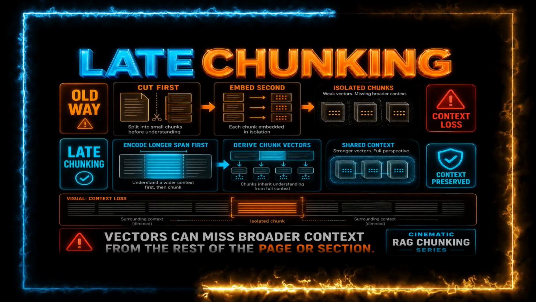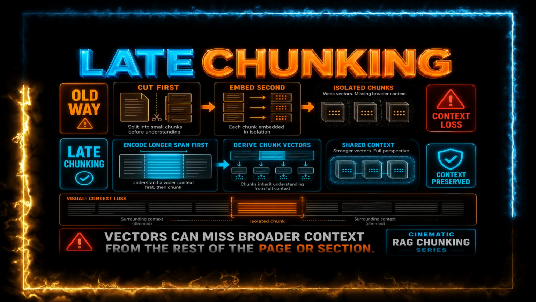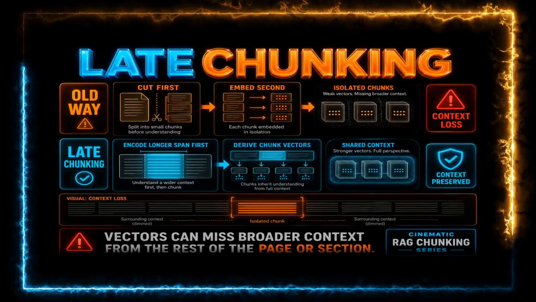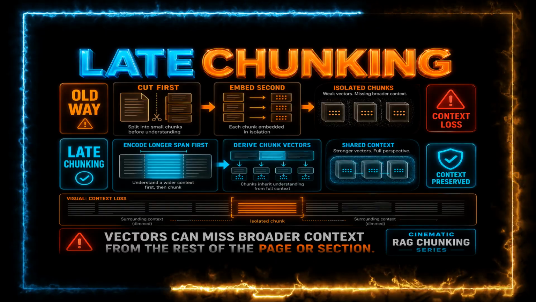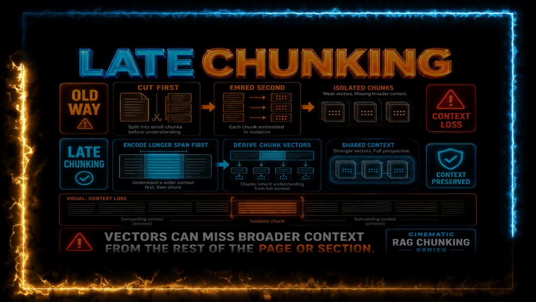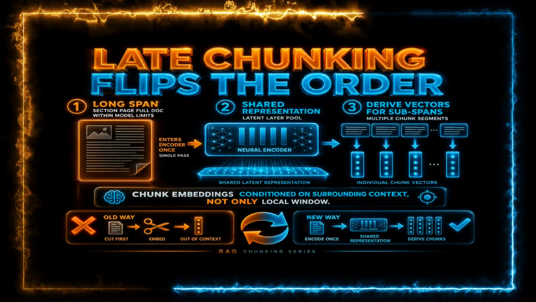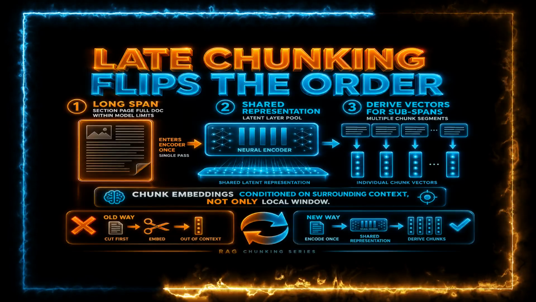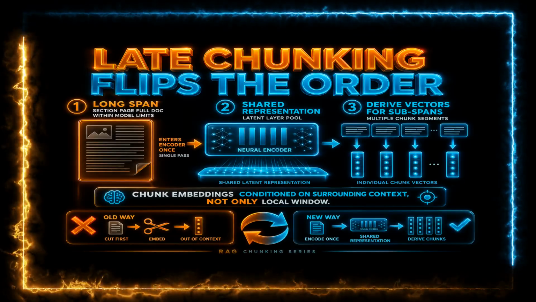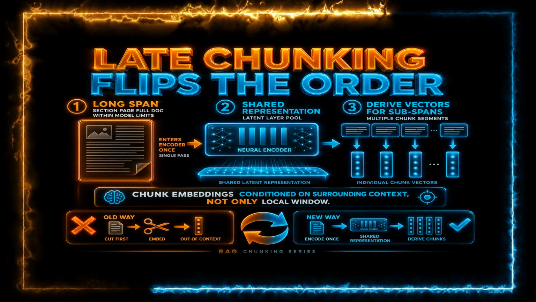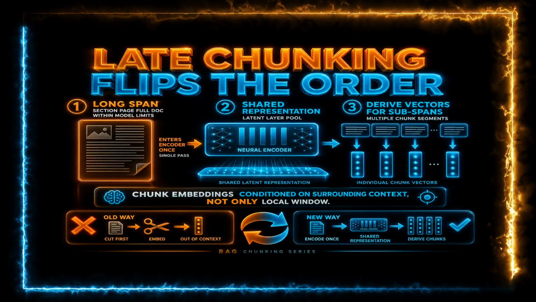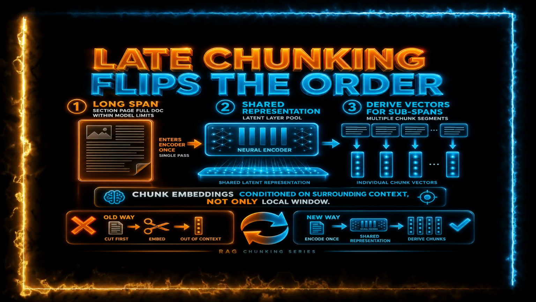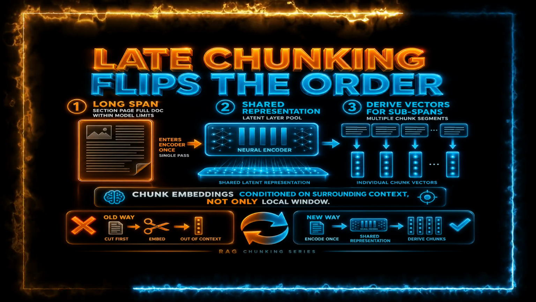Late chunking. Most pipelines cut first, embed second. Each chunk is encoded in isolation, so vectors can miss broader context from the rest of the page or section. Late chunking flips that order in spirit: run a longer span, section, page, even full doc within model limits, through the encoder once, then derive vectors for subspans from that shared representation, so chunk embeddings are conditioned on surrounding context, not only the local window.